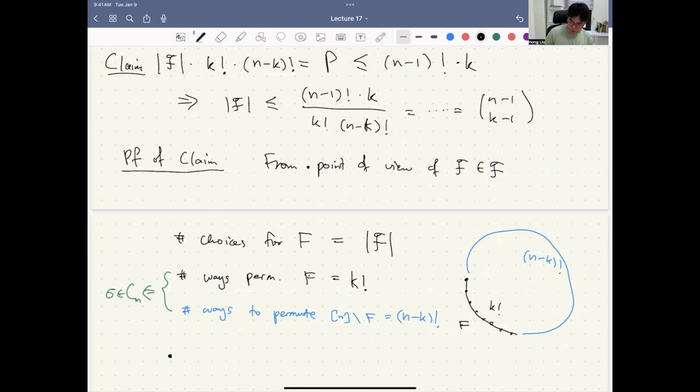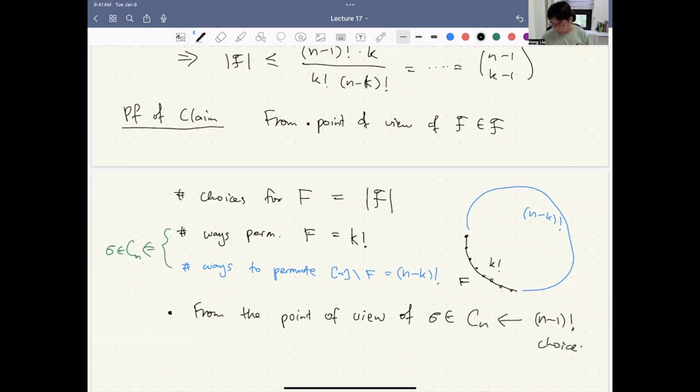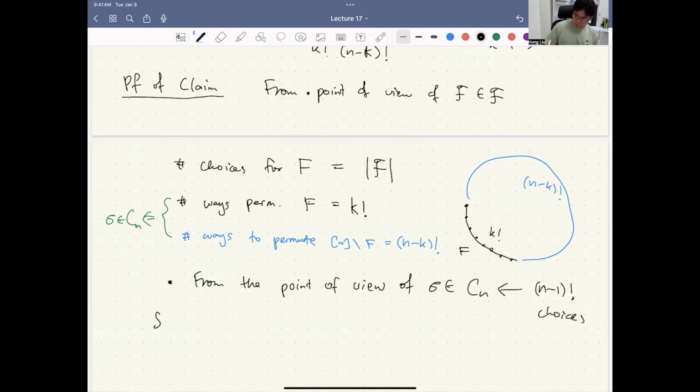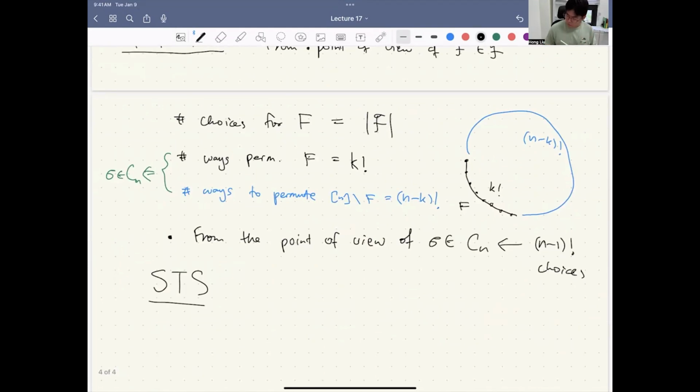For the upper bound, from the point of view of sigma in Cn, and there are n minus 1 factorial choices, it suffices to show, STS is the shorthand, it suffices to show for any sigma in Cn, the number of arcs in sigma, let's write it as A sigma.